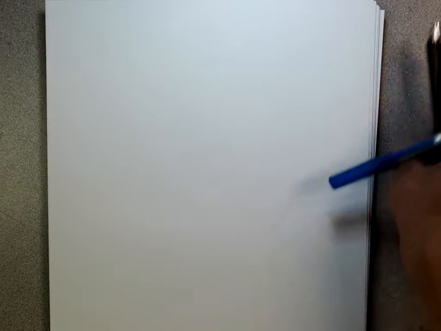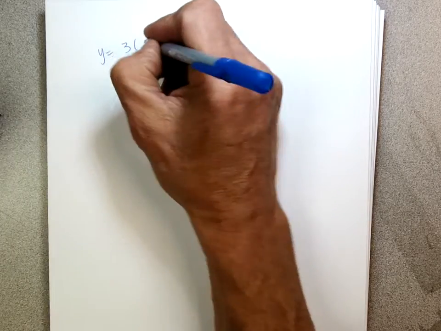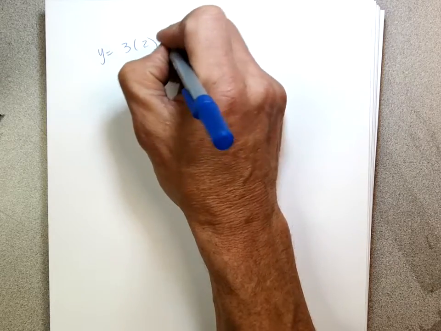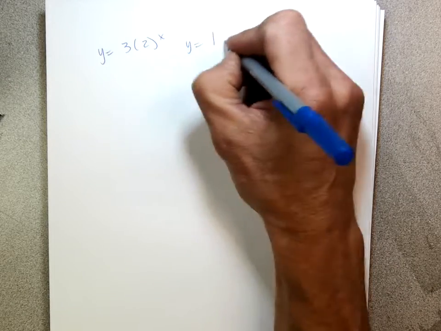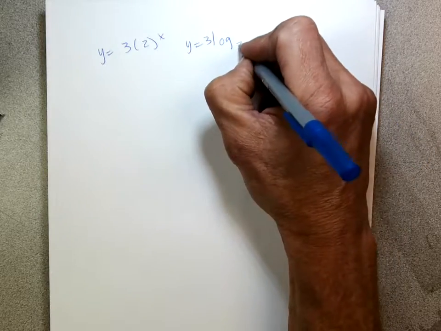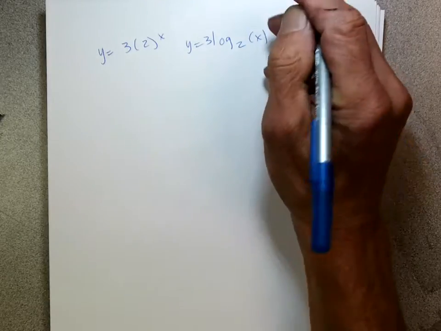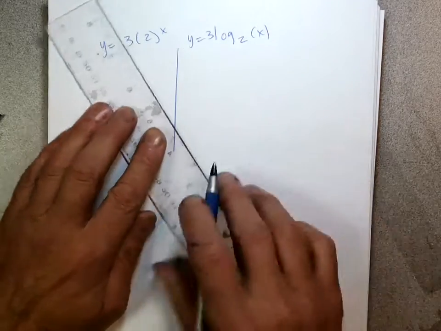All right, you guys, you want me to do the review with you. So here goes, all right? Number 1, y equals 3 times 2 to the x, and we're going to graph y equals 3 log base 2 of x. They don't have to be perfect, but there's a few characteristics you have to have, all right?